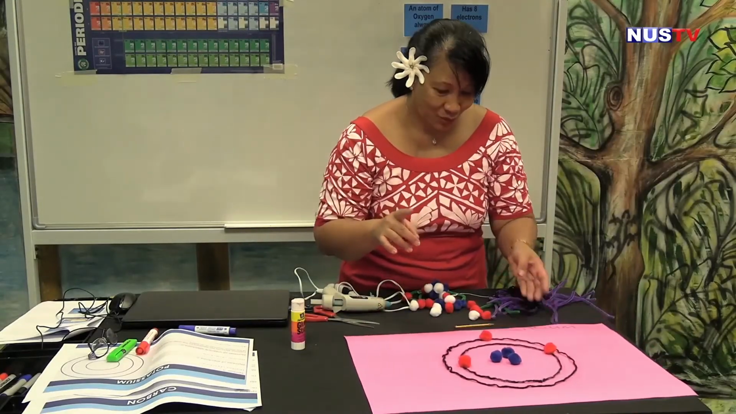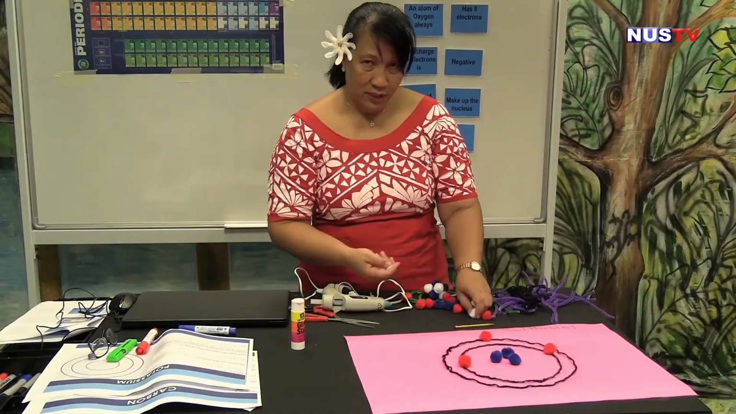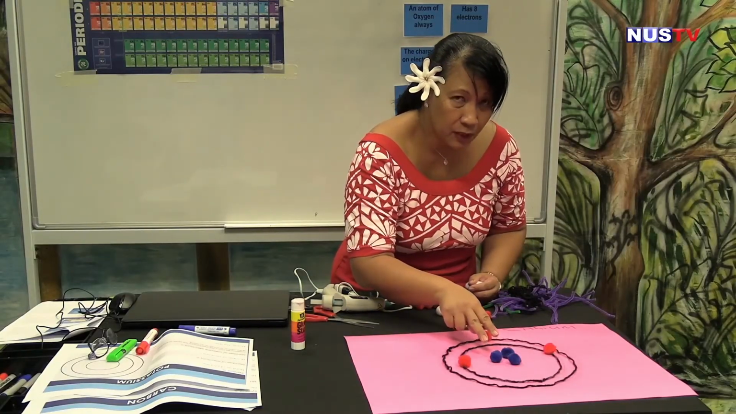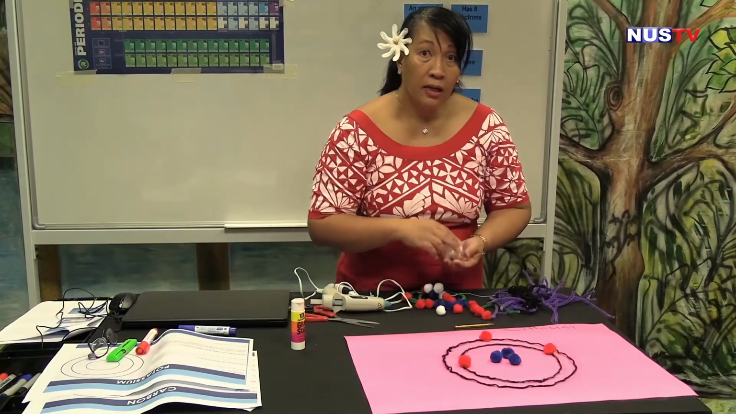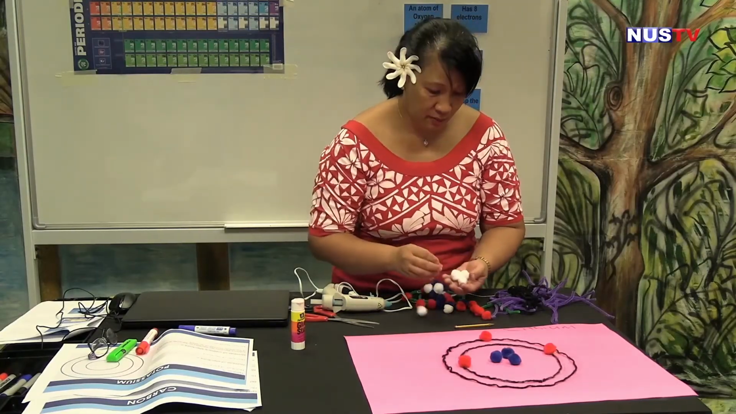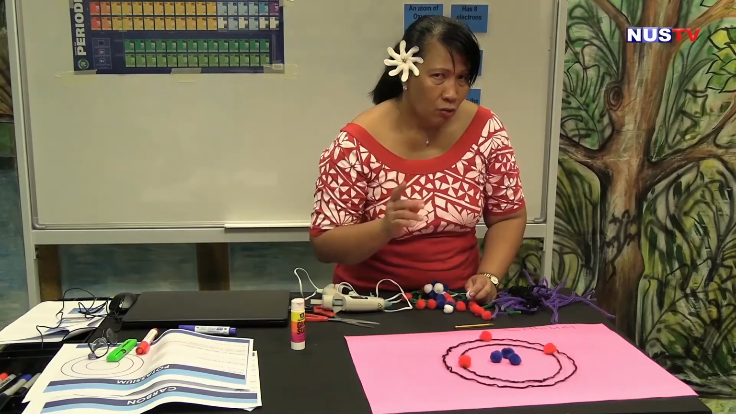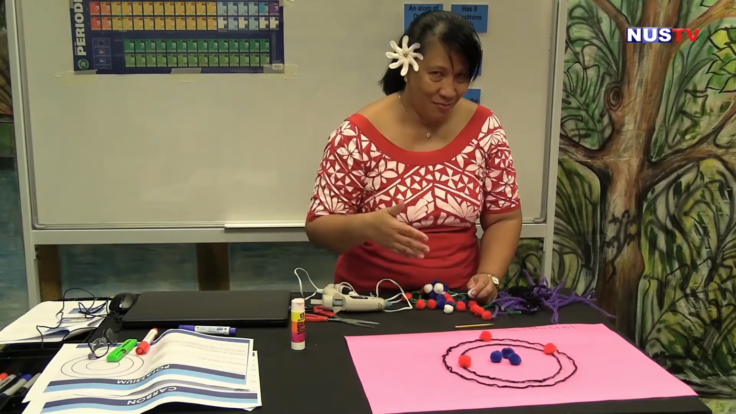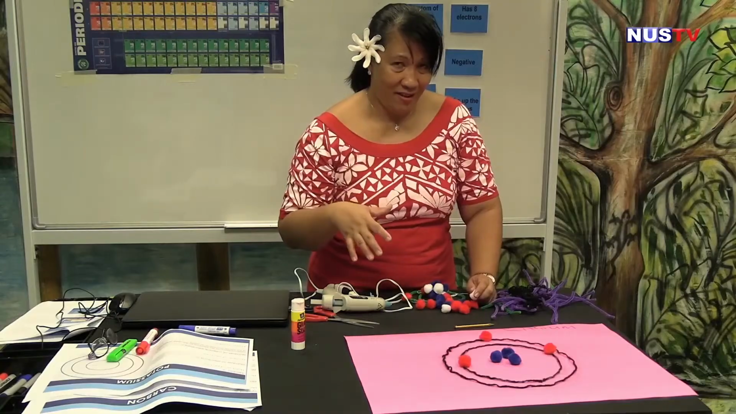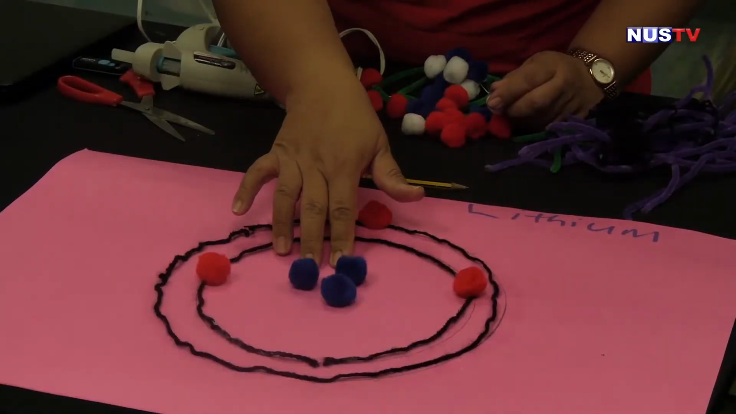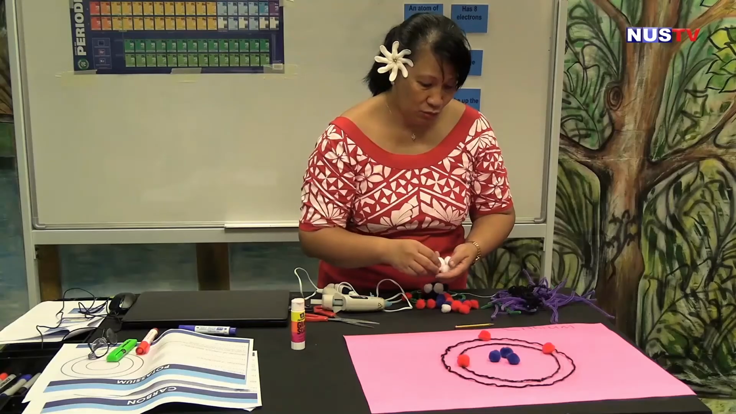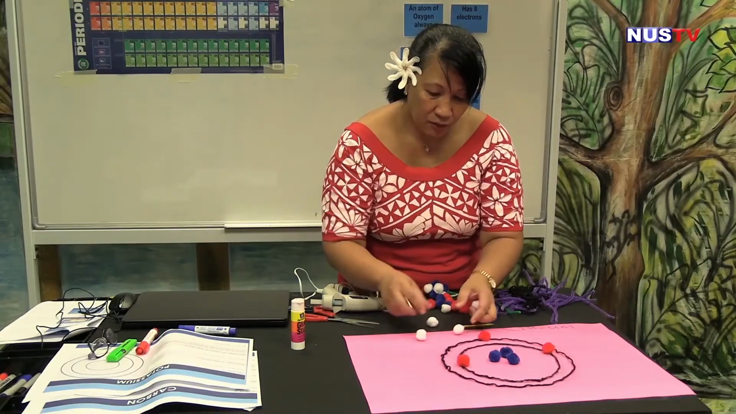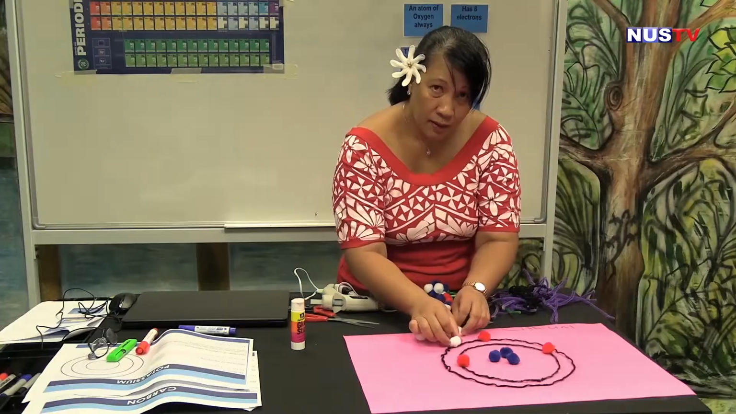Are we done? No, we're not done. Remember, in the nucleus are the protons, which are represented by the blue color over here, and the neutrons. But how do you know how many neutrons there should be? From the mass number, right? The mass number is 7, but you only have 3 protons. So what does that mean? It means you should have 4 neutrons. 1, 2, 3, 4. Alright?